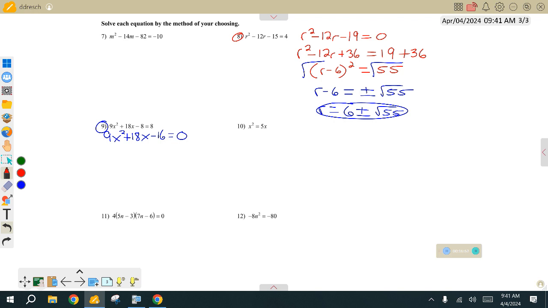Factoring works, you can definitely do it, but I like to use the formula because I don't have to think about it. I just got to do it. Factoring, I got to think. Let's go use the formula. X equals negative b plus or minus the square root of b squared, minus 4 times a times c, all over 2 times a.